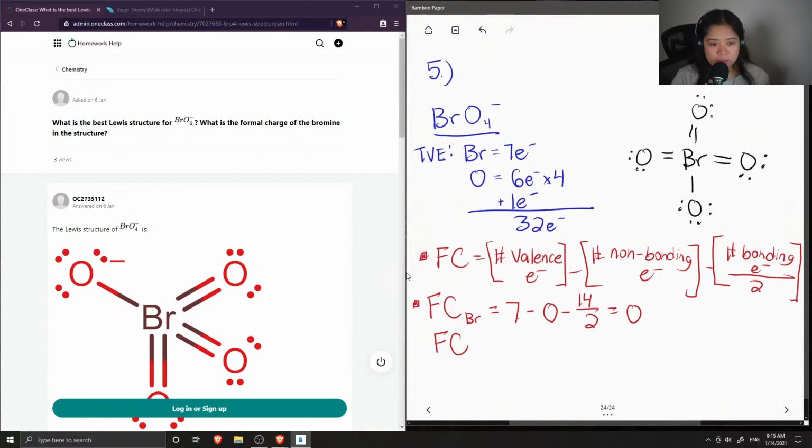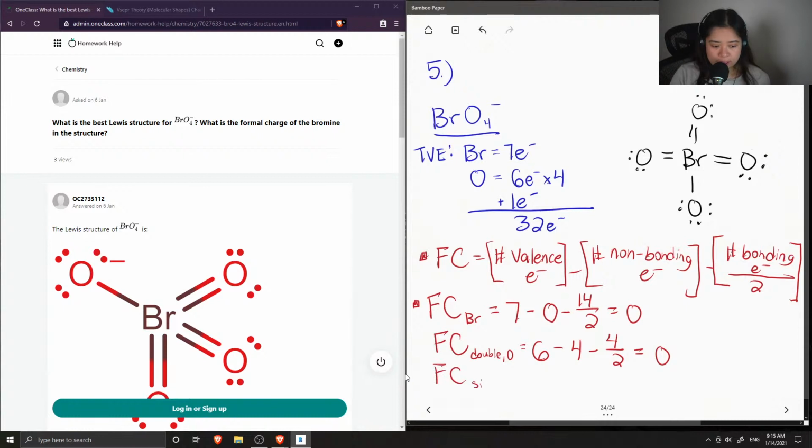And now let's do the formal charge of the 3 double bonded oxygens. The double bonded oxygens have 6 valence electrons. Each of them has 4 non-bonding electrons. And they all have the double bond, so there are 4 bonding electrons in total, divided by 2. So all of the double bonded oxygens would be neutral.